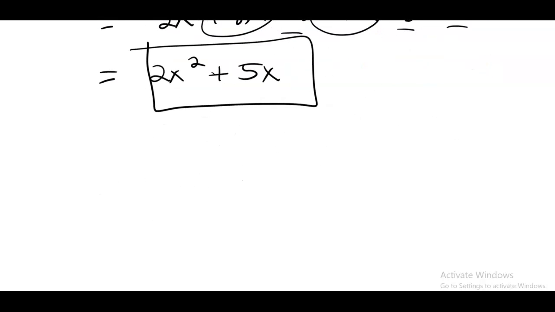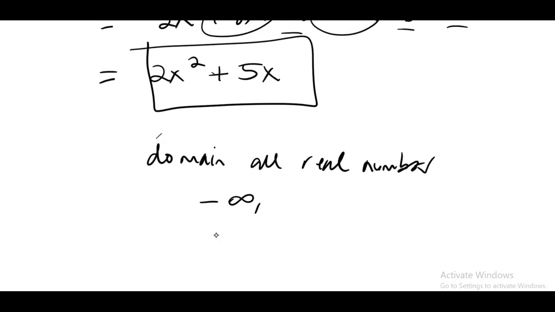What is the domain of our answer? What's the domain of 2x squared plus 5x? You can look at the graph, you can look at the table, you will see that this is simply a polynomial function, it's a quadratic. There are no restrictions. We are allowed to square any number that we want. So our domain is all real numbers. In interval notation, it's written as negative infinity to positive infinity.